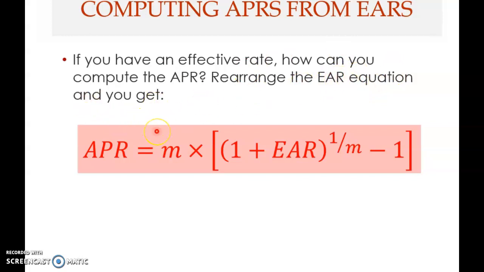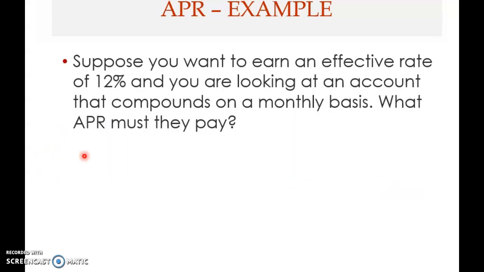We know this already. So from EAR we can compute R. How? 1 plus EAR raised to the power of 1 over m, minus 1. This will be R. This will be the formula for R. Then you multiply with m, you get APR. So it's quite simple.